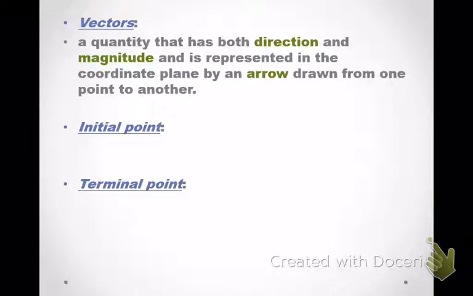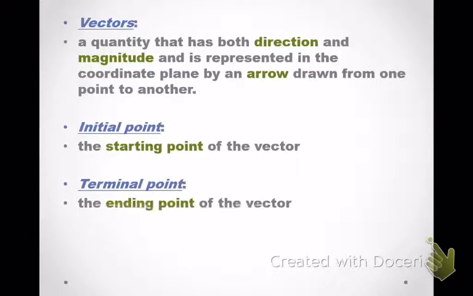The initial point is the starting point of the vector. The terminal point is the ending point. Okay, so a vector looks like this. You just draw an arrow. It's like a ray, okay? But yeah, the arrow is important because it tells you which direction you're moving. Everybody have all that? All right, moving on.